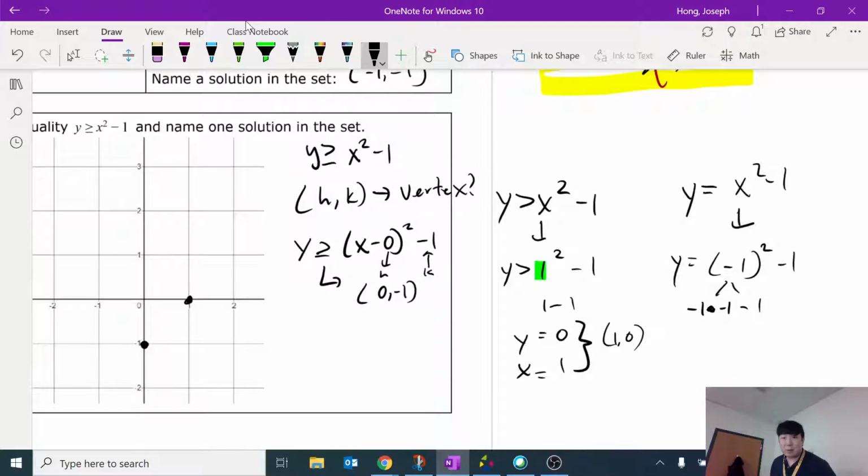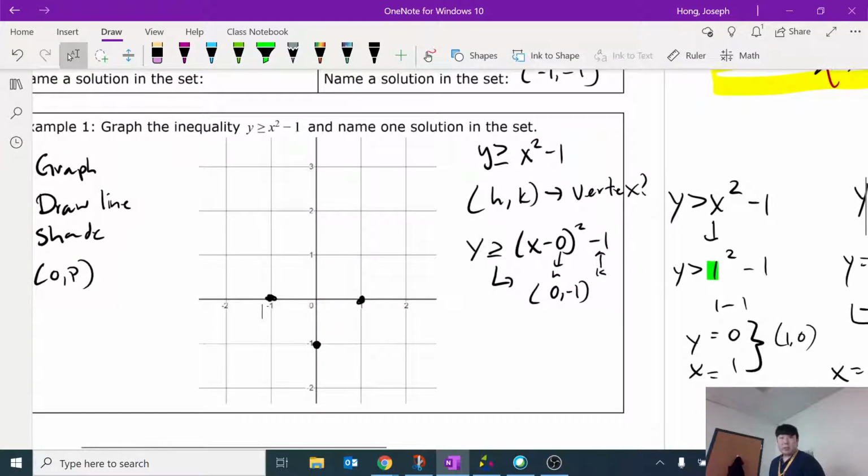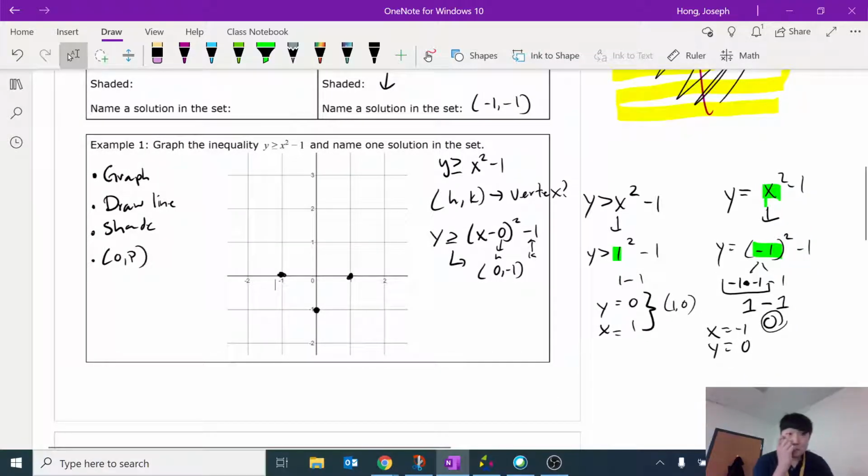I know that this is a multiply right here because I'm squaring this. So -1 times -1 is +1. So +1 minus 1 is equal to 0. So x is equal to -1 because I substituted this x for this -1. My y is 0 because I got my answer to be 0. So my ordered pair has to be here. So I have my vertex.